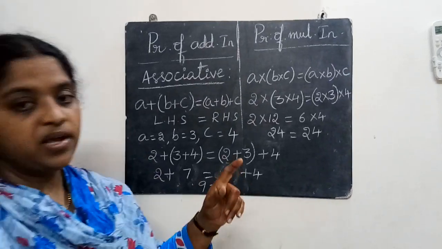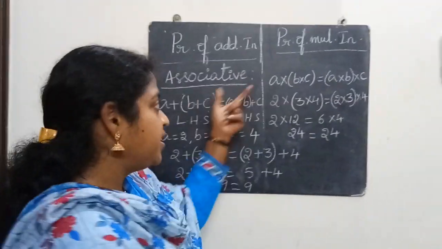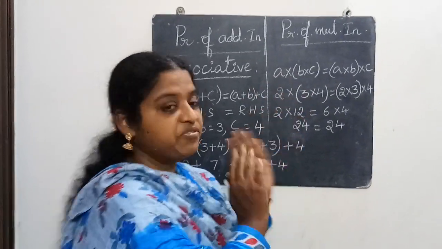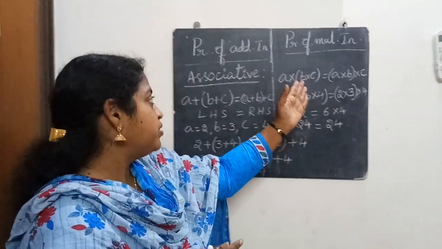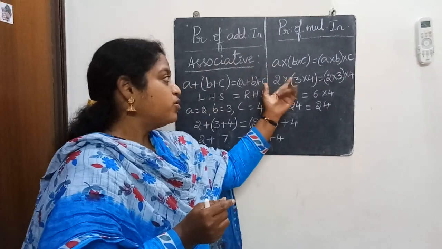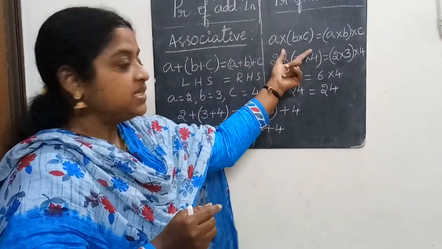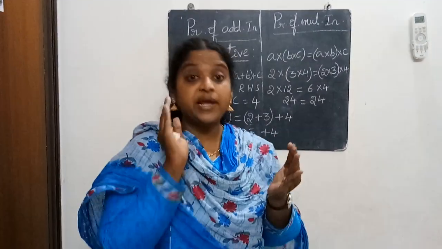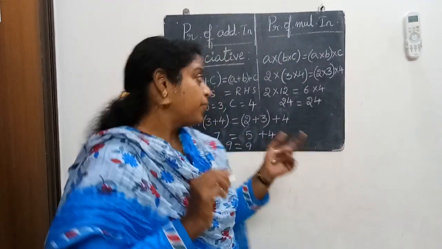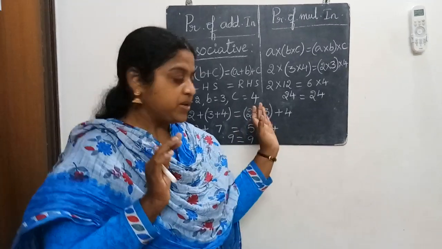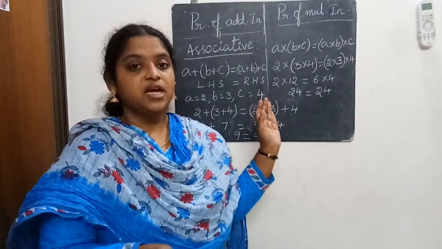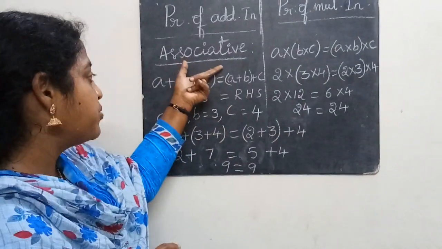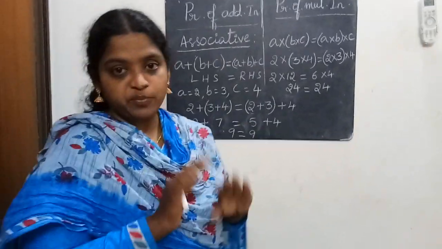So observe that properly. Associative property under multiplication, when you are forming the groups differently, whatever it may be, not only in multiplication, in addition also. So changing the groups does not change the value. And what about commutative? Changing the places, that is A plus B is equal to B plus A. So by changing the places, the value will not be changed. Here associative property, by changing the groups, the value will not be changed.